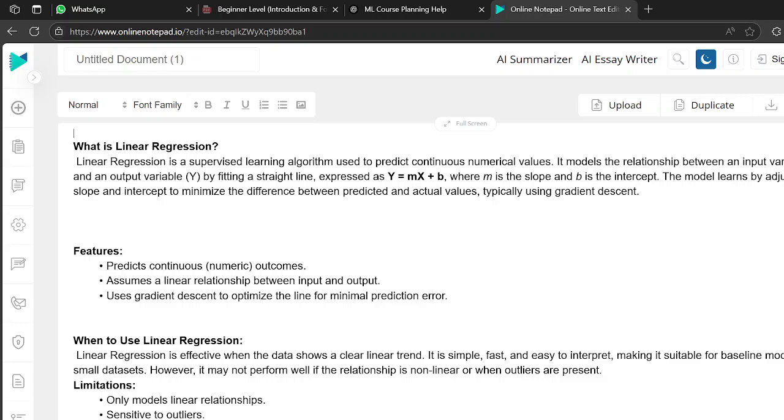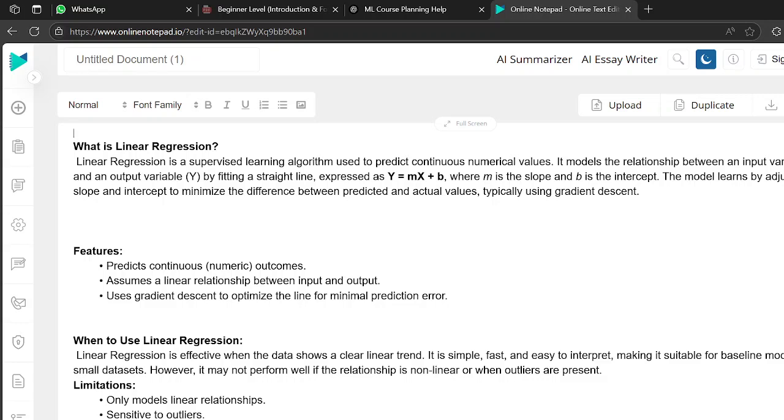So it has some features. Let's learn about those. It predicts continuous numeric outcomes. As I already told you, it assumes a linear relationship between input and output, where y is a dependent variable and x is an independent variable. Finally, it uses gradient descent to optimize the line for minimal prediction error.